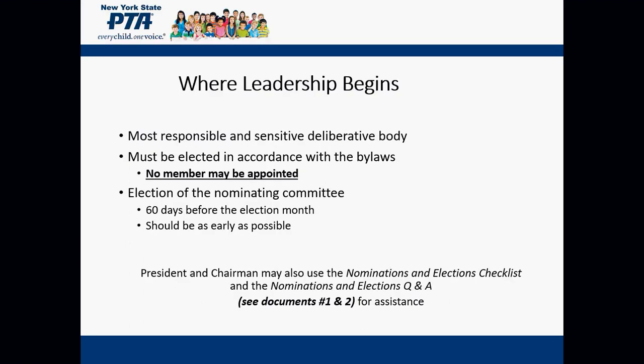Nominating committee is where leadership begins. It's the most responsible and sensitive and deliberate body. The nominating committee must be elected in accordance with the bylaws. We do not appoint them, and this goes on from the smallest unit all the way up to the national PTA. Nominating committee is always elected. According to your bylaws, it must be elected 60 days before the election month. So, for example, if your election month is March, and that is in your bylaws, you would need to elect them 60 days before the election, but it should be as early as possible.